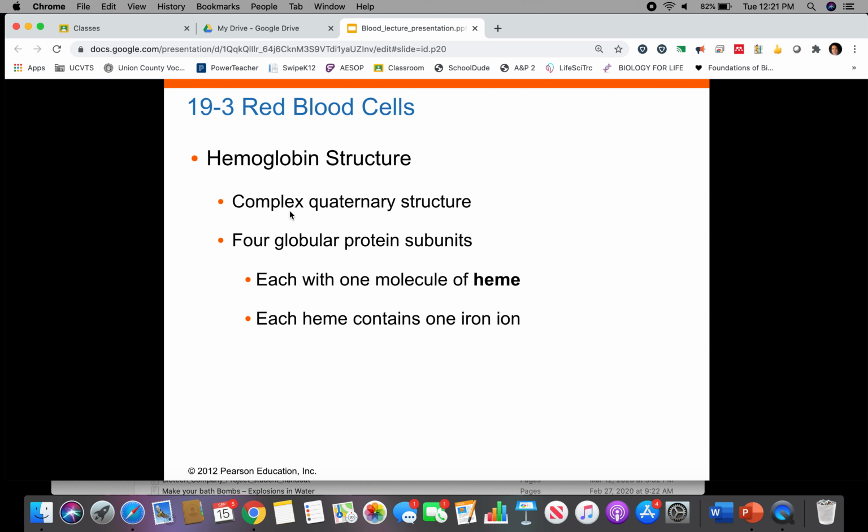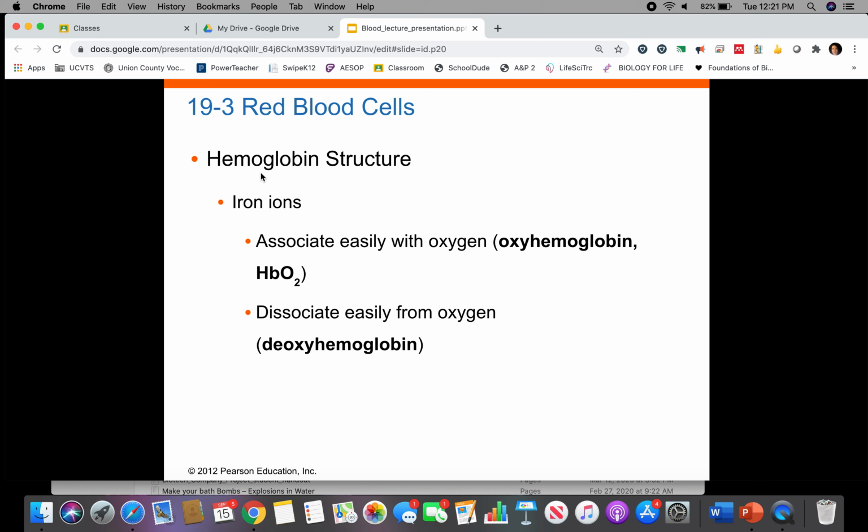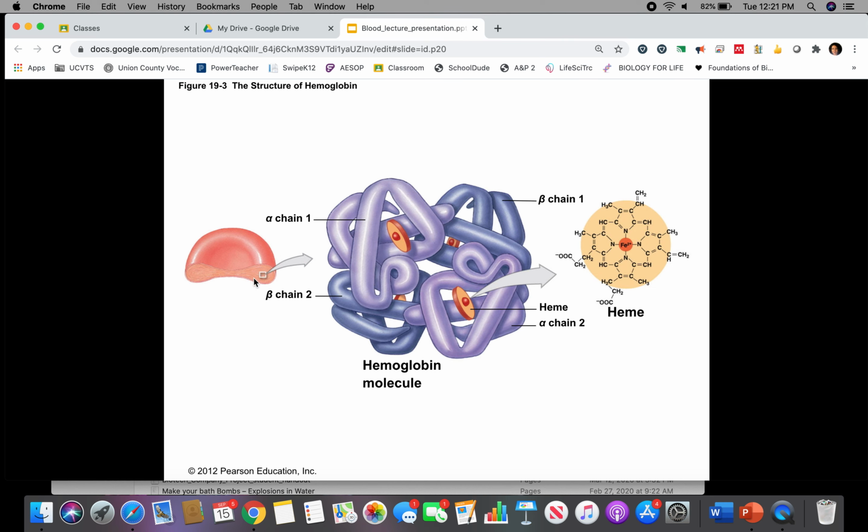What is hemoglobin? It's a complex three-dimensional molecule which is made of 4 units of protein. Each unit is called heme, and it is connected at the center through an iron ion. And the iron ion is the one that has affinity for oxygen. It associates easily with oxygen, and it becomes oxyhemoglobin. And when it dissociates from oxygen at a lower pressure, it becomes deoxyhemoglobin. This is the structure for that.